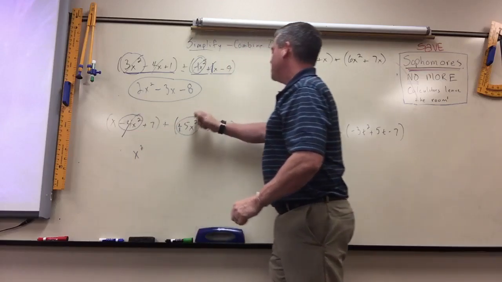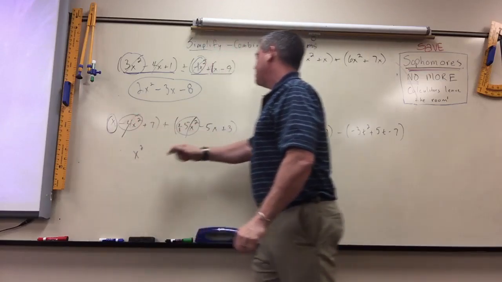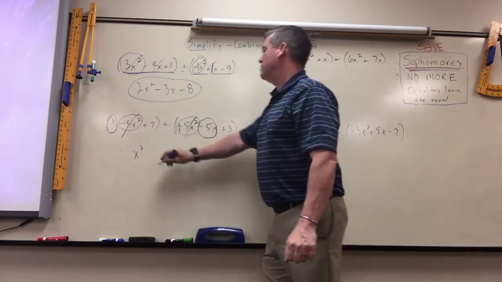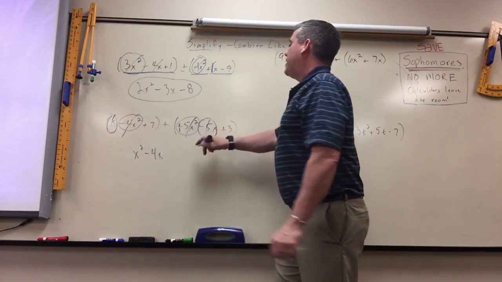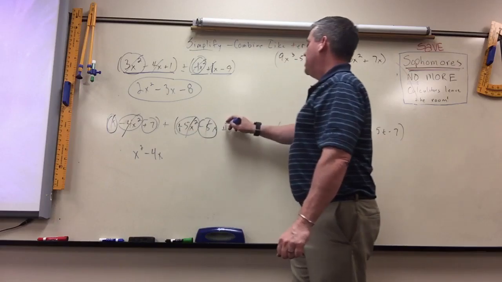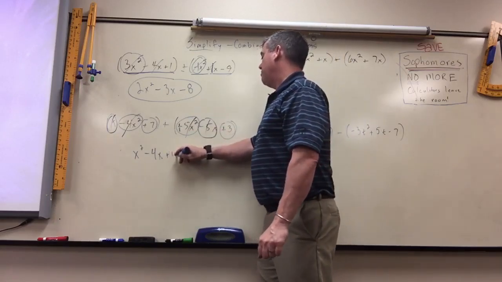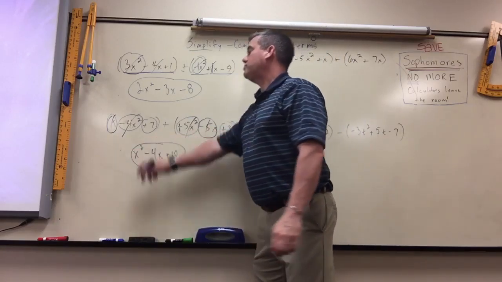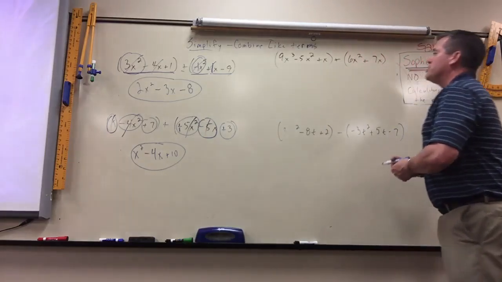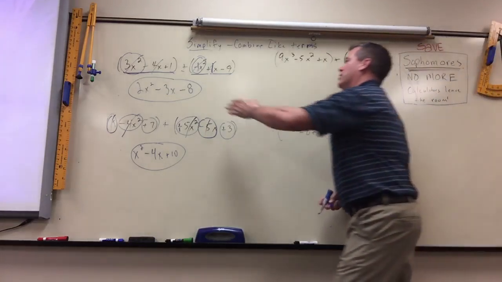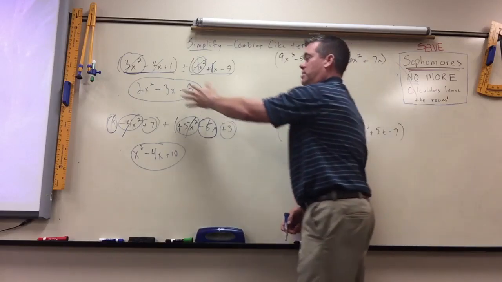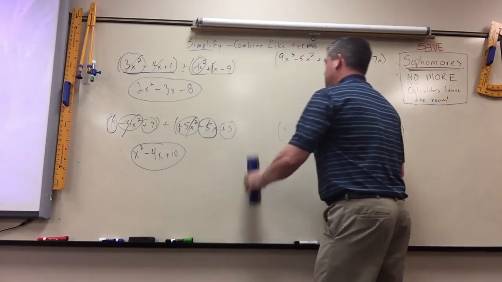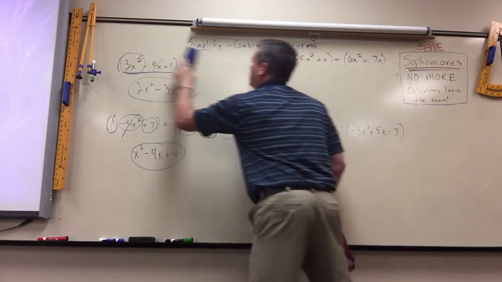Then the x's, there's an x, and a negative 5x is negative 4x. And then a positive 7 and a positive 3 is a positive 10. Now, this is another way you could do it. This is called horizontal adding, which to me is the easiest. You just combine like terms. You can do it this way, though.